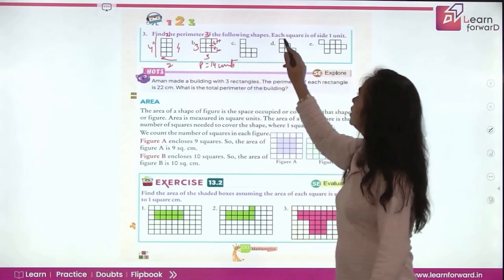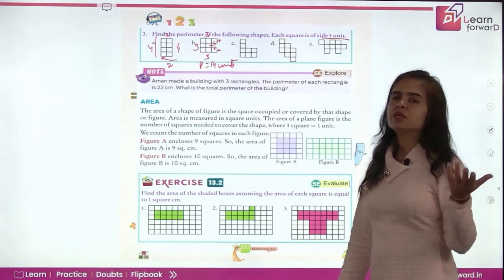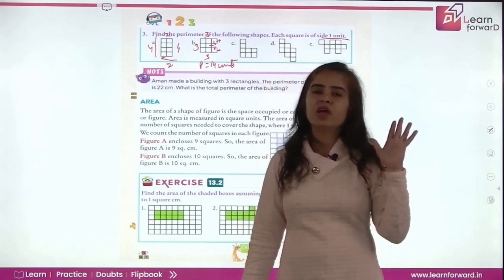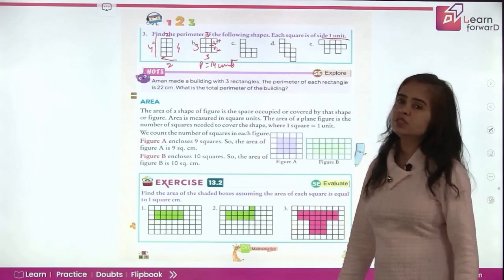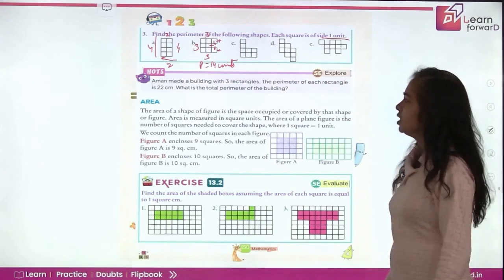They have also written each square is of 1 unit. What unit? It can be any. Millimeter, centimeter, decimeter. We have learned so many units. It can be meter also. We are not bothered, but we have to write units, whatever they are. Similarly, find out for the other irregular shapes.